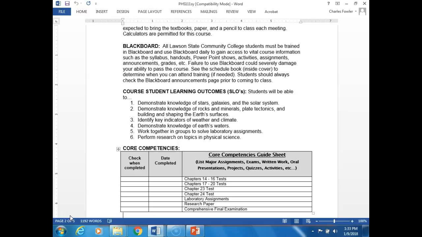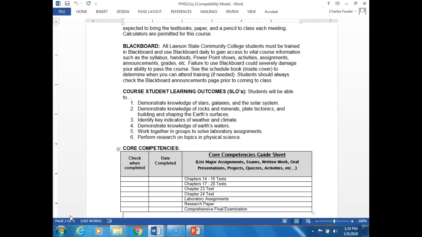And then, like I said, the one on weather and climate, that's the trip to the Channel 13 Weather Center. And then the Earth Waters Lab is just going to be a paper lab. It's just something that I'll give you the assignment, you go through the chapter, fill in the blanks. Okay? That's probably one of the easier ones. It may be a little bit more boring because you don't really get to interact, but you can work on it together.